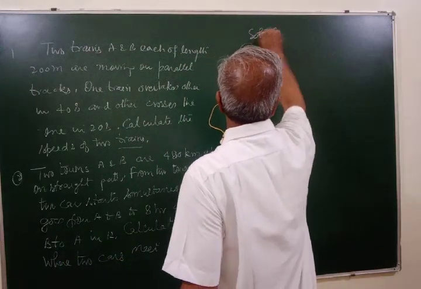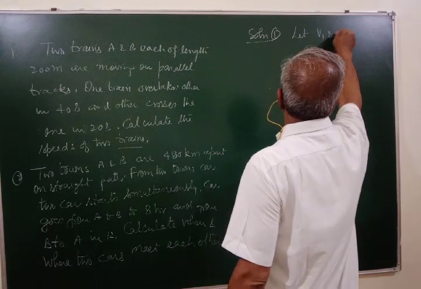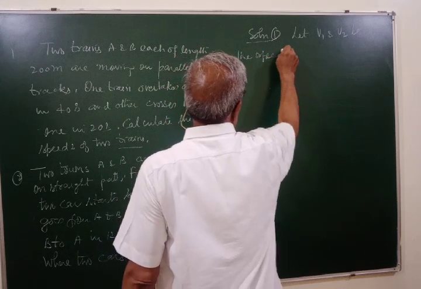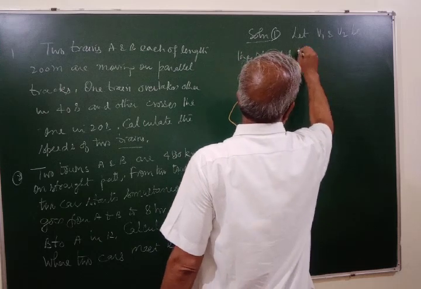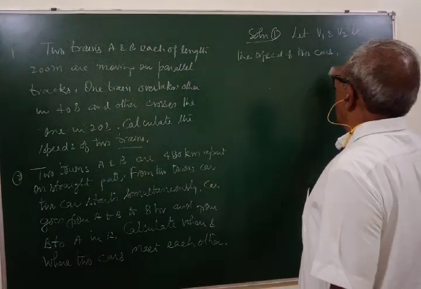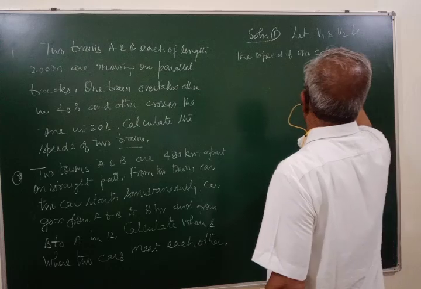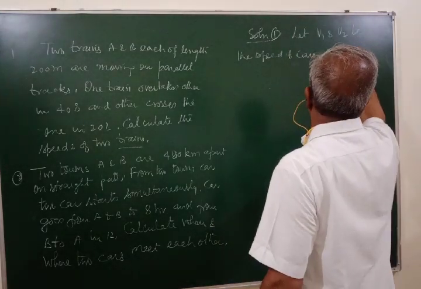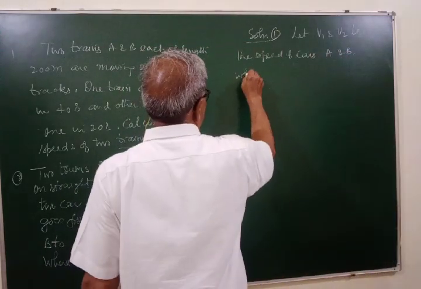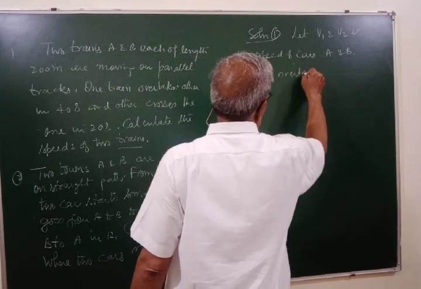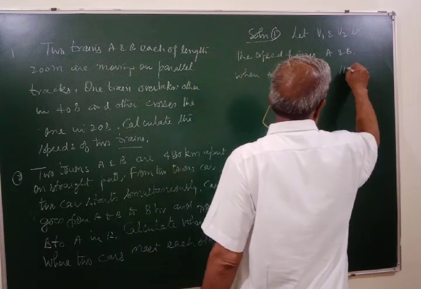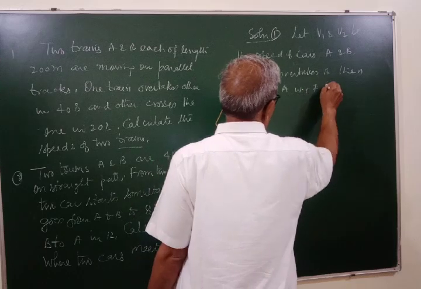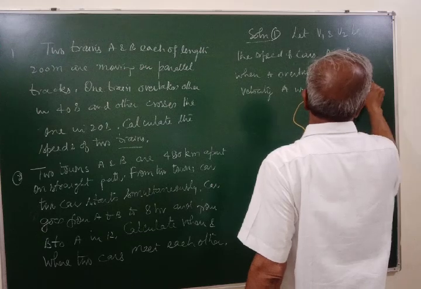Solution of 1. Let V1 and V2 be the speeds of the two trains A and B. When A overtakes B, the velocity of A with respect to B equals V1 minus V2.